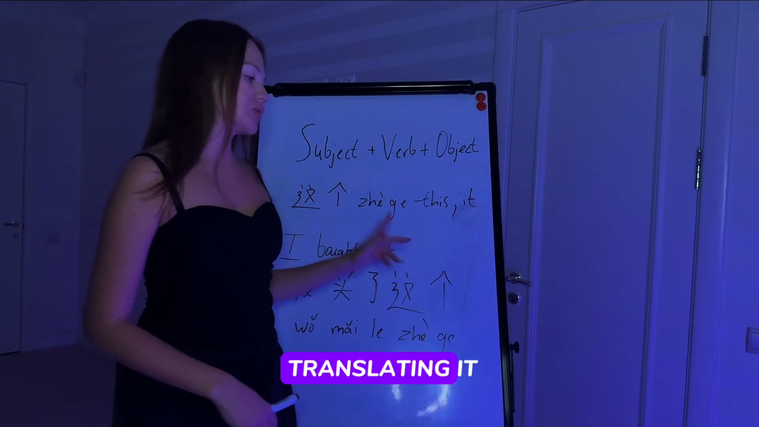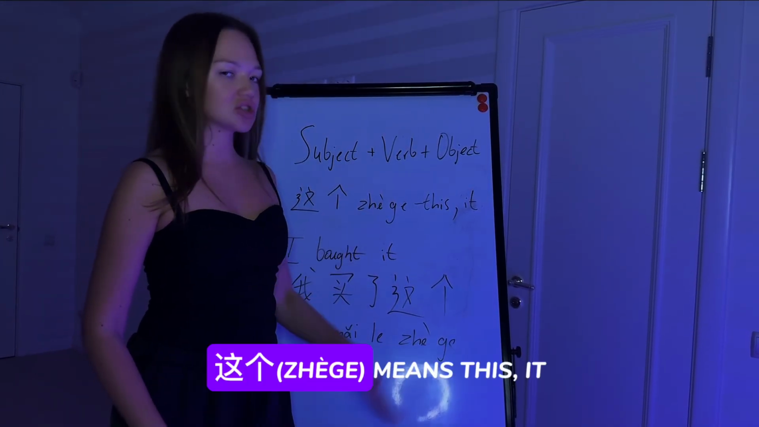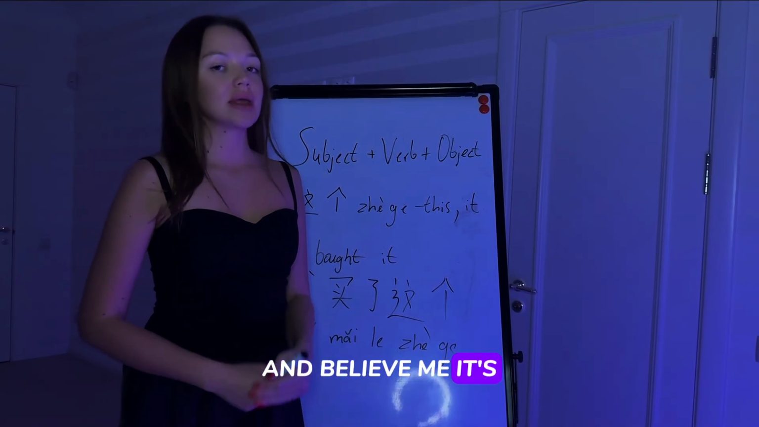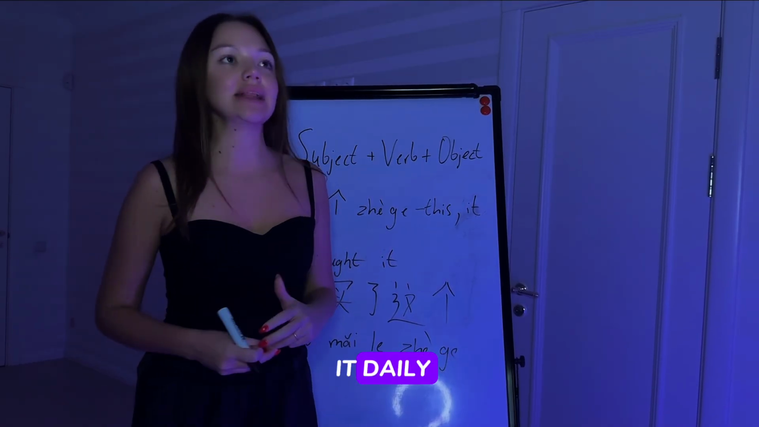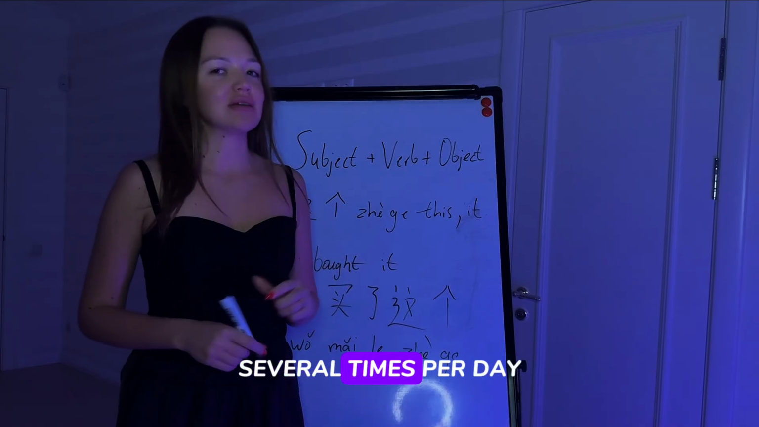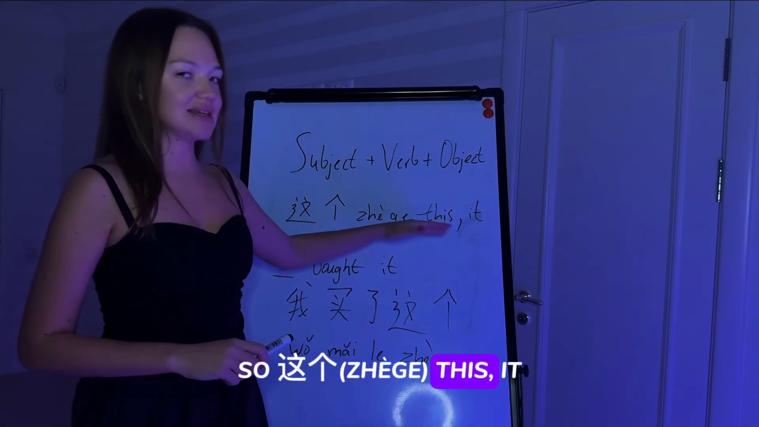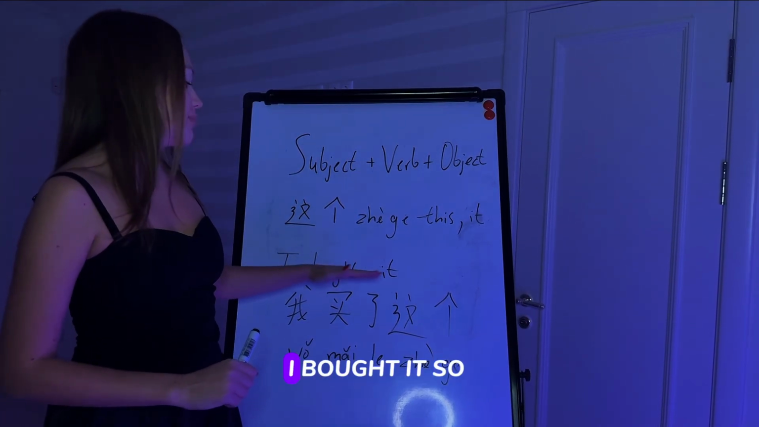But before we start translating it, I have to tell you about 这个. 这个 means this, it, and believe me, it's a very popular word in Chinese and you will use it daily. Frankly speaking, several times per day. So, 这个, this, it. And here we have a sentence, I bought it.